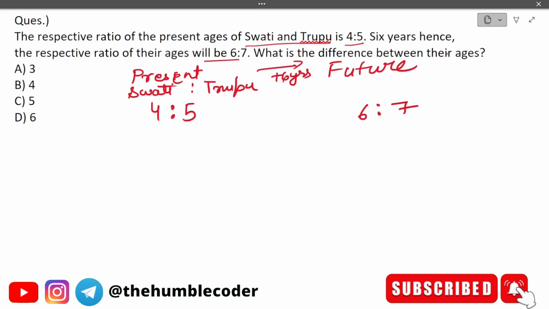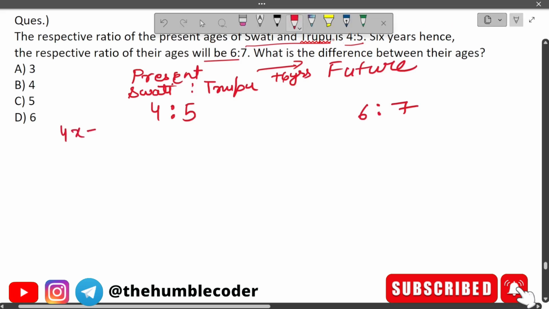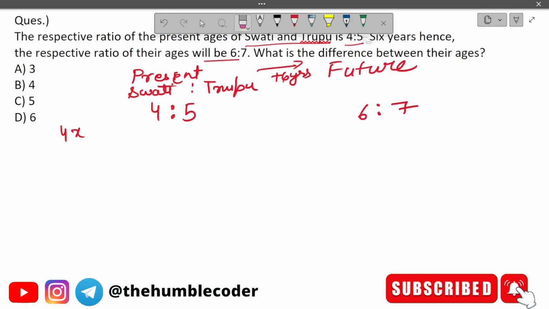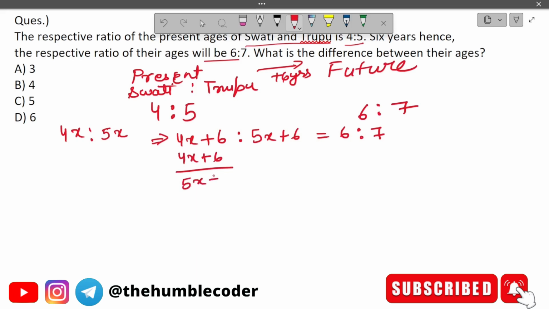What is the difference between their ages? Again we need to formulate in terms of an equation and solve it. So let's do it. 4x is to 5x. So this is the ratio that we can consider, and now we will start formulating the equation. What we were told is 4x after 6 years. We will add 6 to both the ratios, and this will be our new ratio after 6 years. So how can we solve this equation? 4x plus 6 divided by 5x plus 6 is equal to 6 by 7.